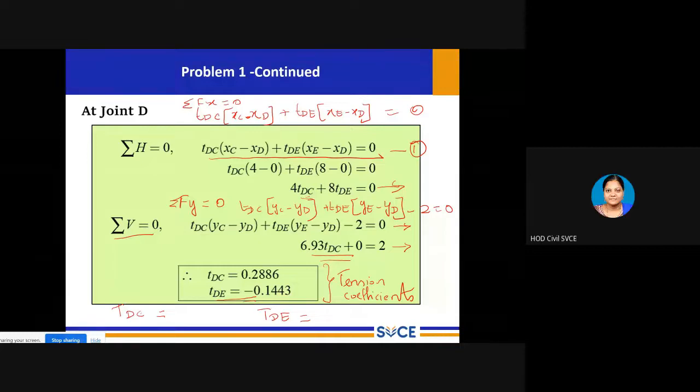Yes ma'am. So in order to get the final forces, once you get the tension coefficient values, you have to multiply by what? Yes, you have to multiply by the length of the member. Very good. Therefore, TDC into the length of the member DC, and similarly TDE is the tension coefficient multiplied by the length of the member DE. So is it clear?